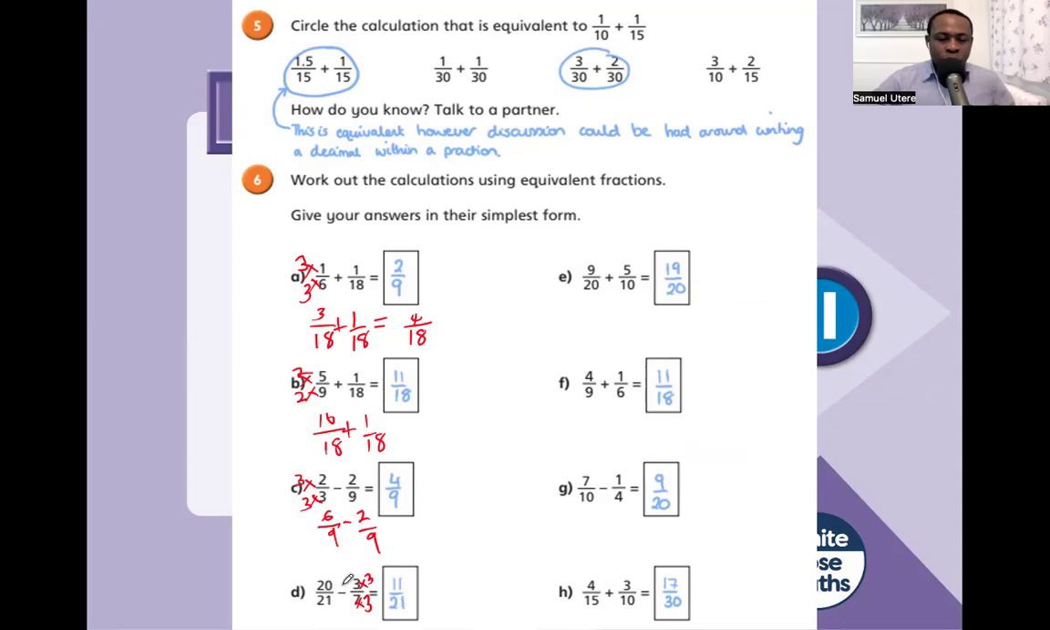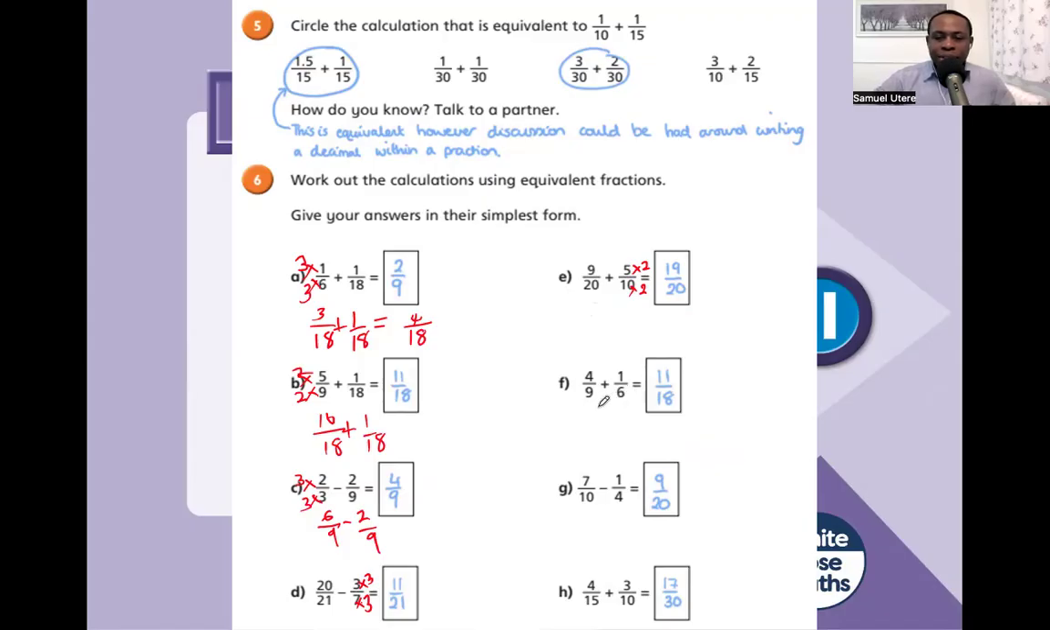And then here, this is going to have to be multiplied by 3. So this will now be 20 minus 9, okay? The denominator will be 21. So 20 minus 9 will be 11 over 21. This one, we need to multiply by 2. This one by 2. So this will be 9/20 plus 10/20, which will be 19/20.